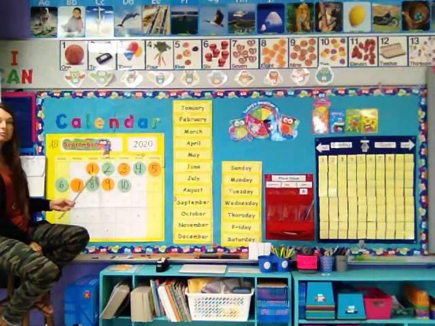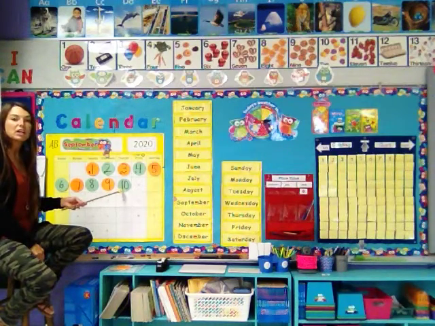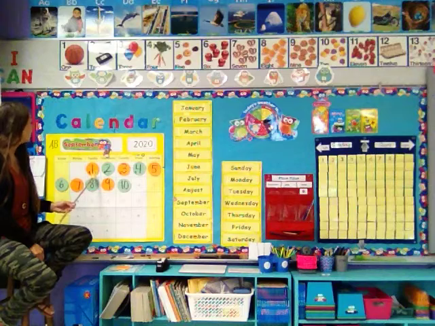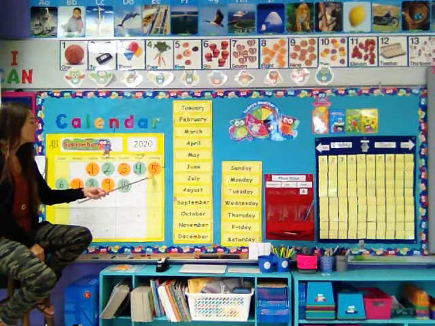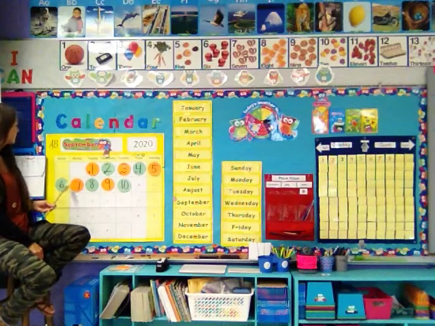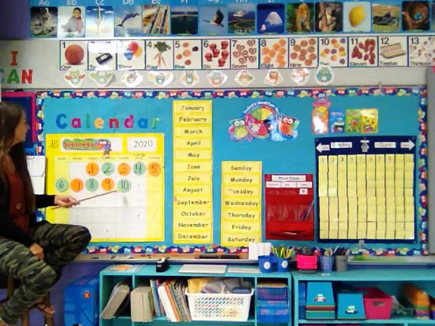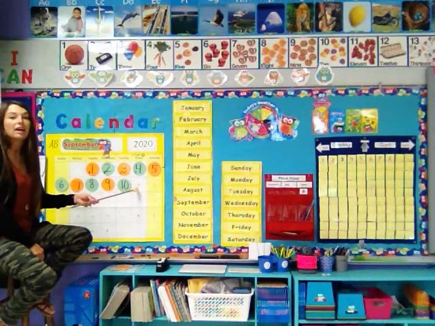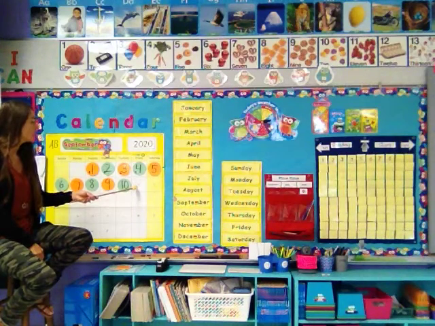Yesterday was the 10th day of the month of September, and so we're going to start at 1, and we're going to count forward and see what number comes after 10 when we're counting. So count with me at home. Ready? 1, 2, 3, 4, 5, 6, 7, 8, 9, 10, 11. So today is the 11th day of September.